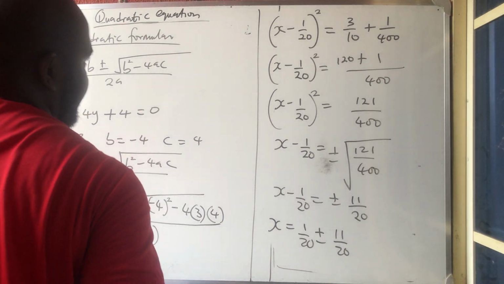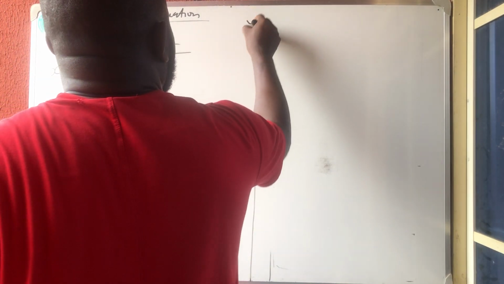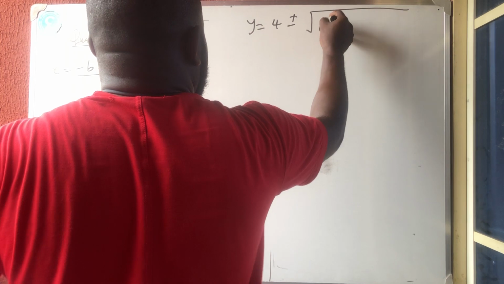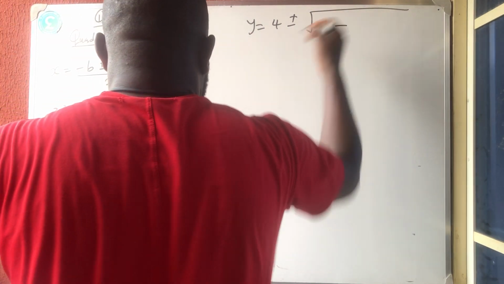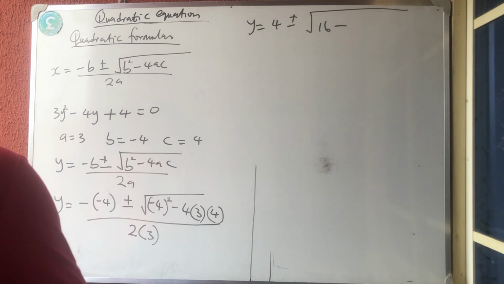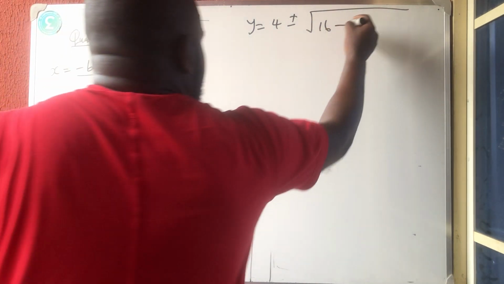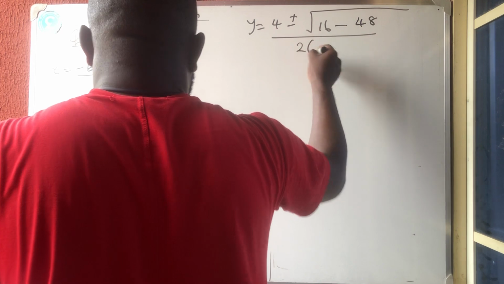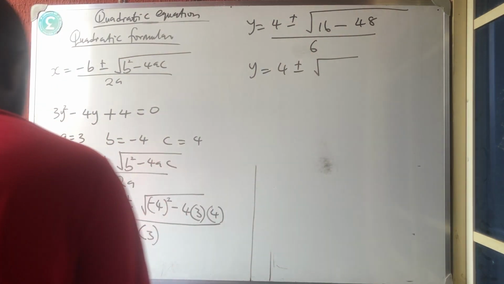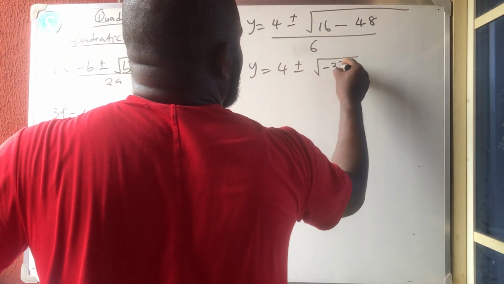Okay, so what do we have now? So I'm having that y is equal to minus is plus. So I'm left with 4 plus or minus the square root of 16 minus 4 times 4, 16. 16 times 3, I have 48. Everybody over 2 bracket what? 3, which is 6. Okay, so I'm having that y is equal to 4 plus or minus the square root of 16 minus 48, all over 6.